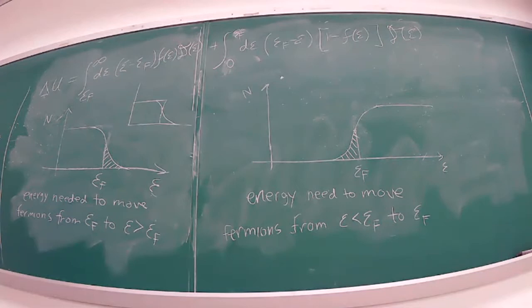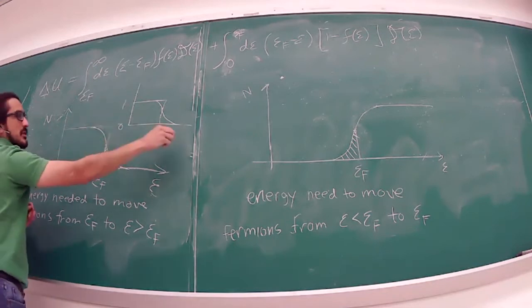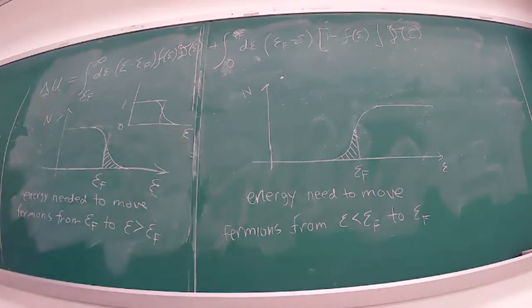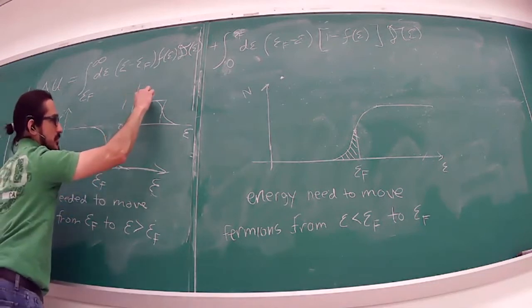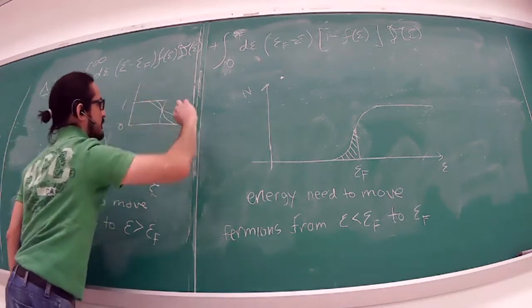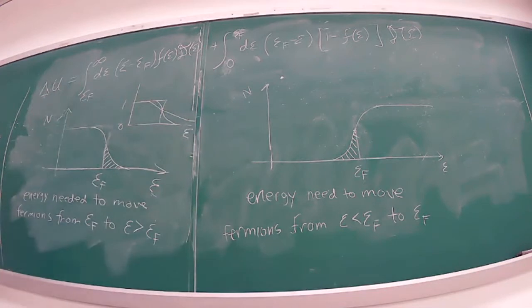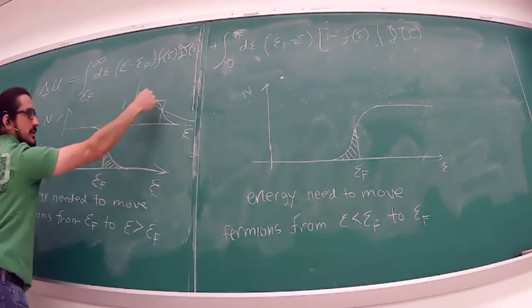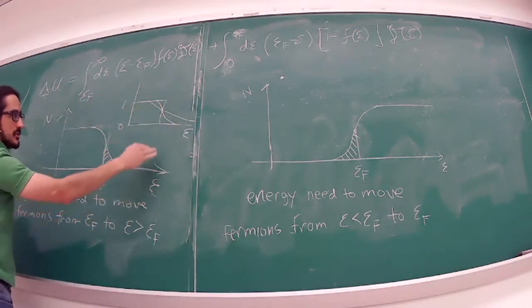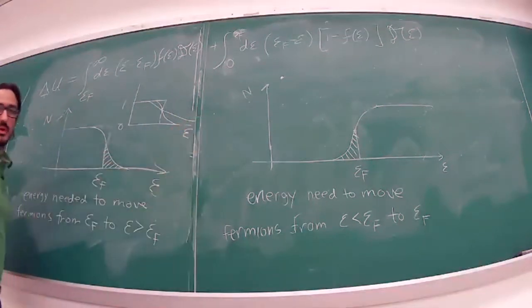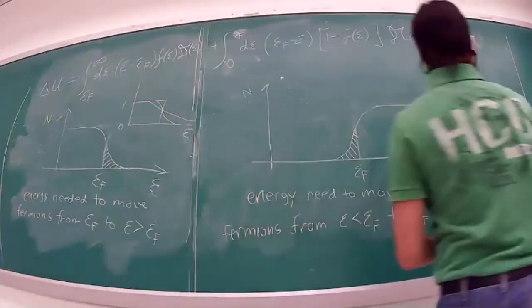So this is zero, this is one. This is the energy. As you increase the temperature, these functions start to look more like this, right? Initially it's just a square, and then you start to get round edges, and then it becomes more like a smooth function. We have seen this several times.